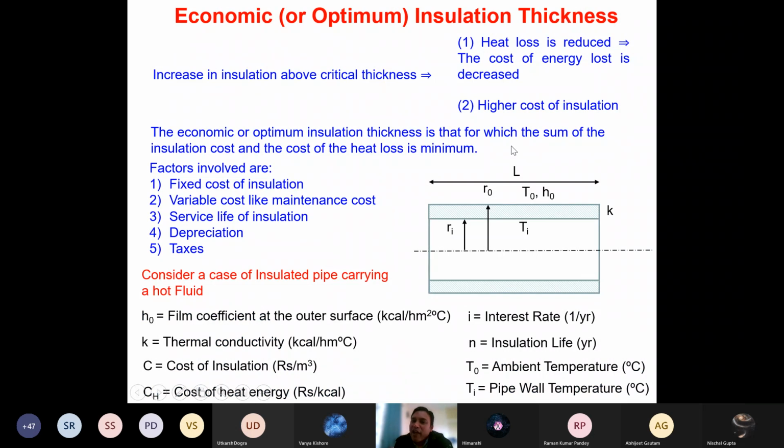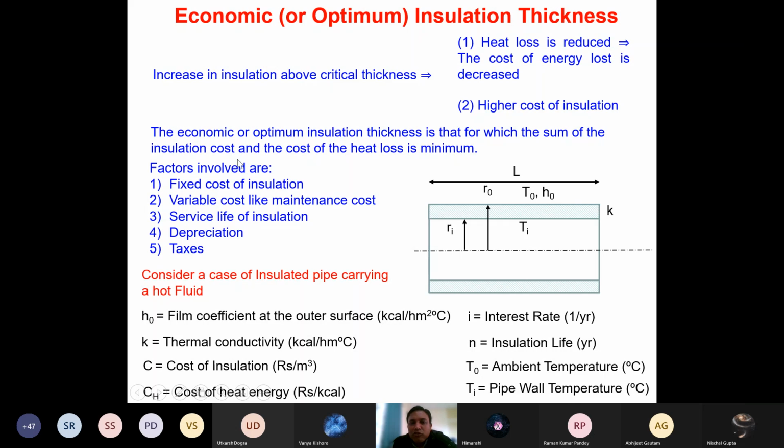So there are two opposing factors. If we increase the insulation above the critical thickness, the heat loss is reduced, so the cost of the energy lost is decreased. But the cost of the insulation is increasing. Higher cost will be there for insulation. So there exists an economic or optimum insulation thickness for which the sum of the insulation cost and the cost of heat loss is minimum. And there are different factors while calculating this.